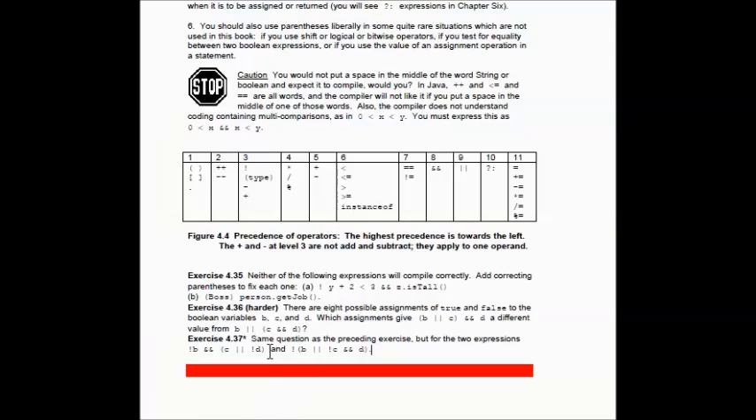Okay, the last question. The possible assignments of true and false to the Boolean values B, C, and D. Which assignments give not B and C or not D, and not the negation of B or not C plus D. And basically, if you took these apart, you would see that these are exactly the same expression. But let's check it out using truth tables.